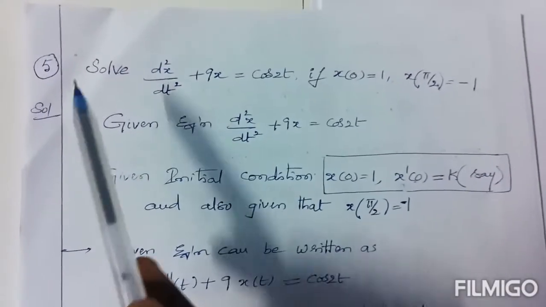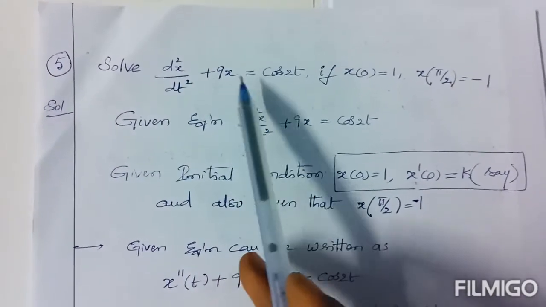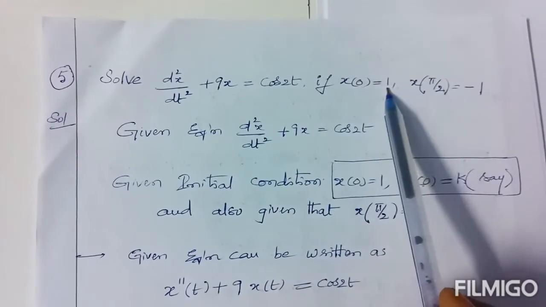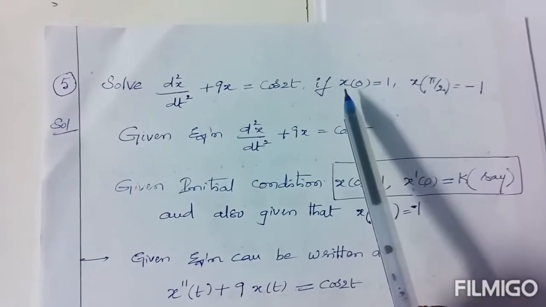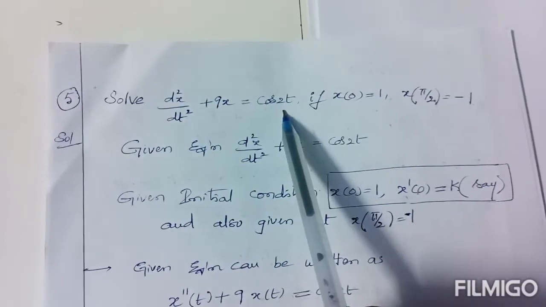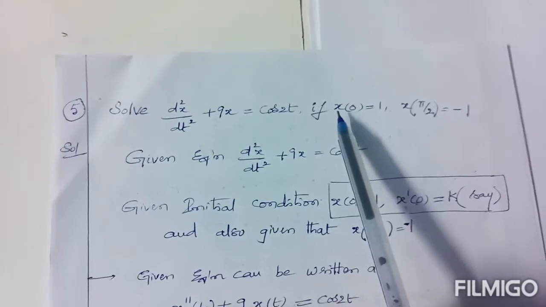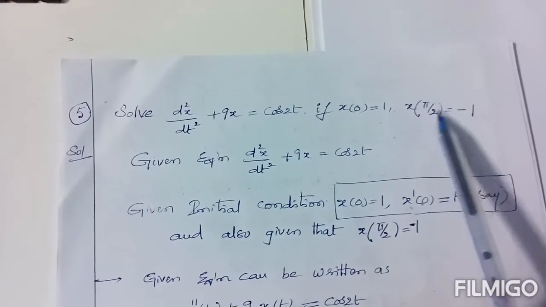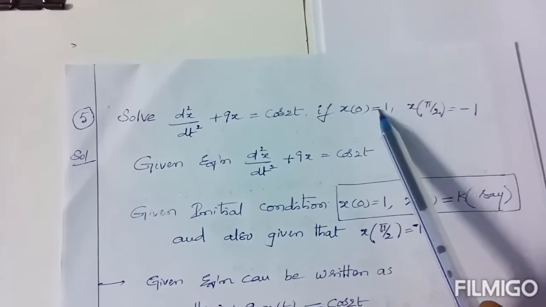The next given question is: solve d square x by dt square plus 9x equals cos 2t, if x of 0 equal to 1, x of pi by 2 equal to minus 1. This is a most important problem for the external exam. This is also a differential equation defined in terms of x with respect to t. Initial conditions: x of 0 equal to 1, but x of pi by 2 equal to minus 1. Only one initial condition is there, x of 0.